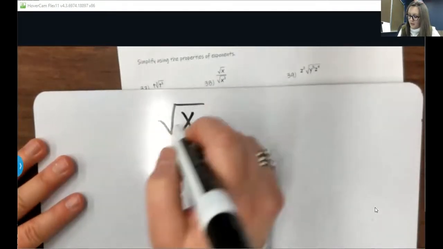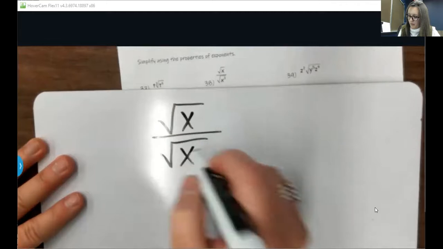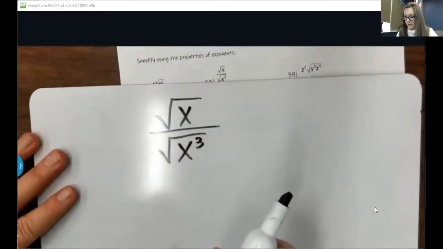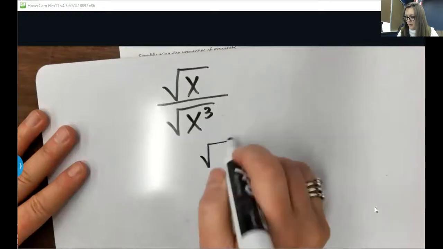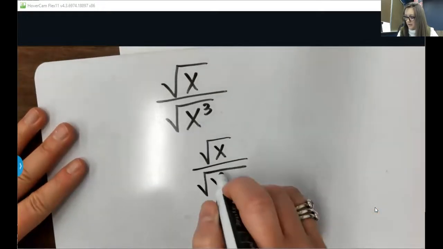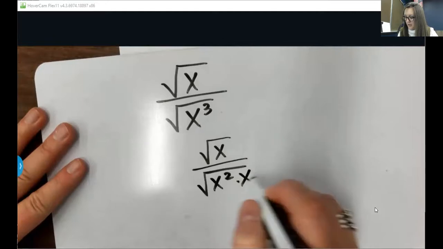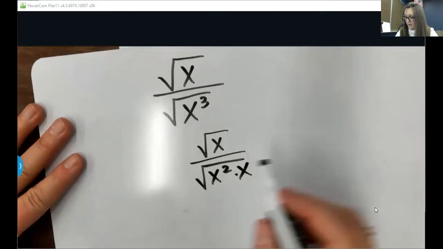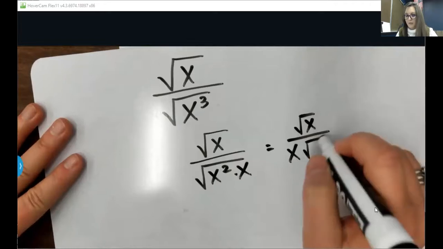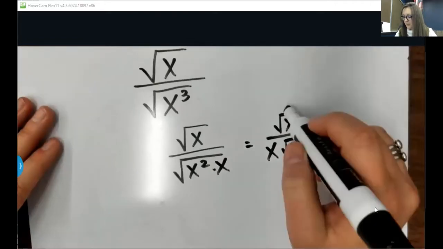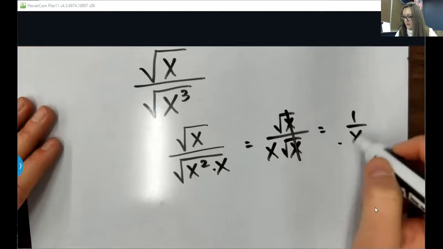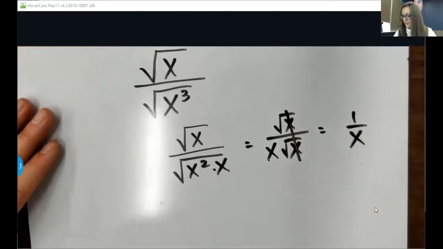I have the square root of x divided by the square root of x cubed. So I'm looking for perfect squares. Well, I don't have a perfect square on the top, but I do have x squared times x on the bottom. So I can pull out an x here. So I have x here, then I have an x, square root of x. Simplified even further is 1, right? So 1 over x. So that's my answer.